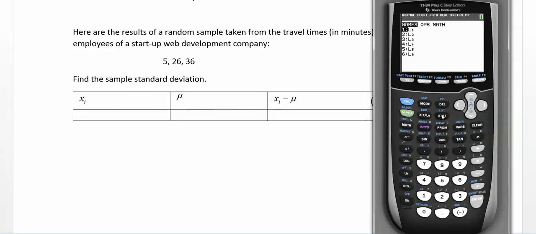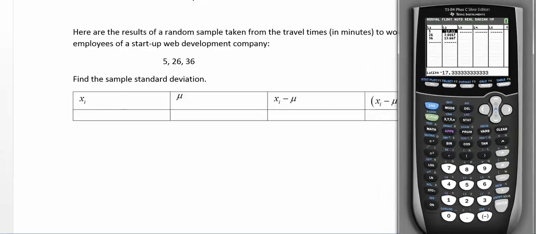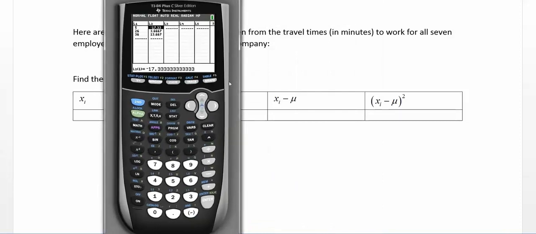All right, so let me go back over here. Over to edit. Now I'm going to highlight list 2. I want L1 minus A. My fancy formula. Okay, and that gives us that set of numbers there. So now I've got x minus mu. So now I want to square that. So I'm going to go over to list 3 and square it. So highlight that and then just pick list 2 that we square.